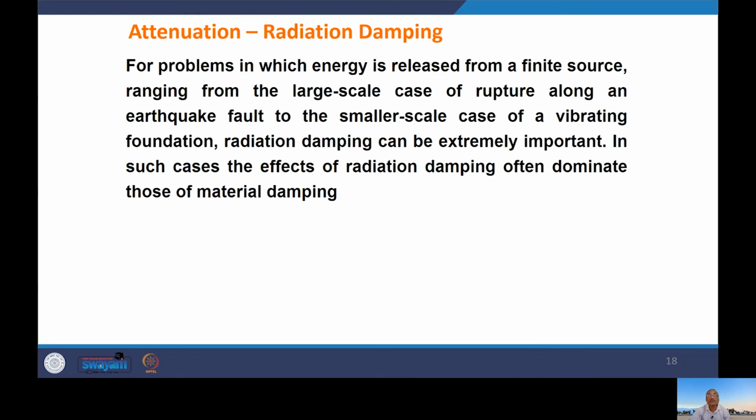Continue with this. For problems in which energy is released from a finite source, ranging from the large scale case of rupture along an earthquake fault to the smaller scale case of a vibrating foundation, radiation damping can be extremely important. In such cases, the effect of radiation damping often dominates that of material damping. So this was about radiation damping.